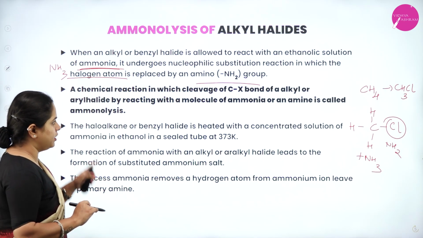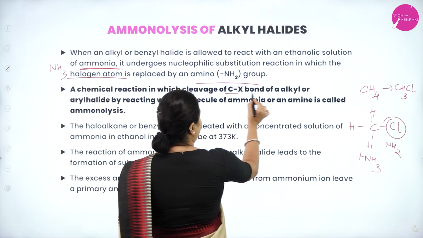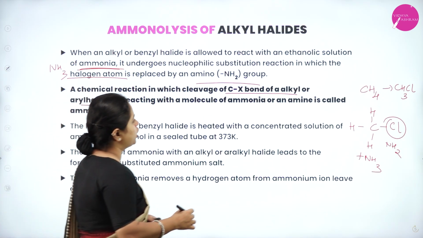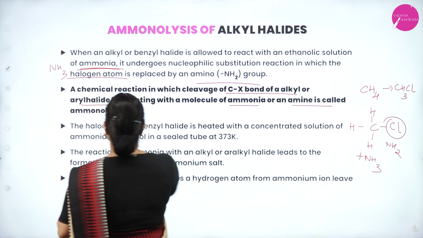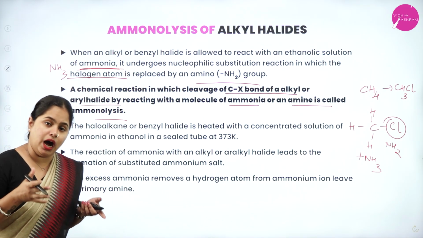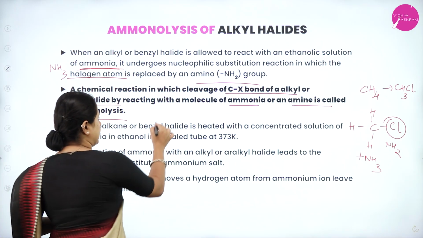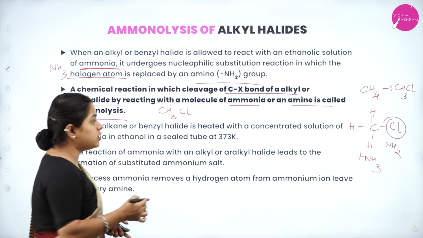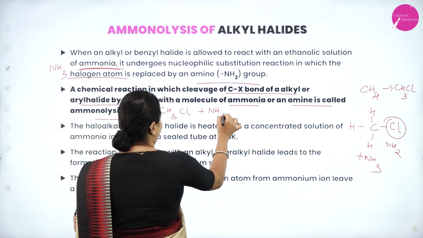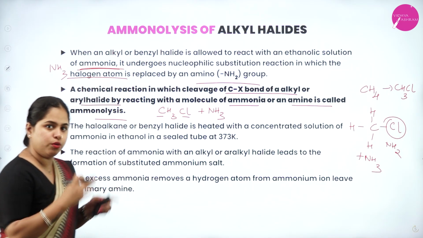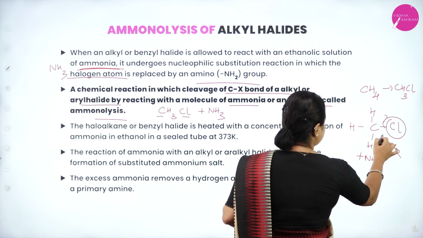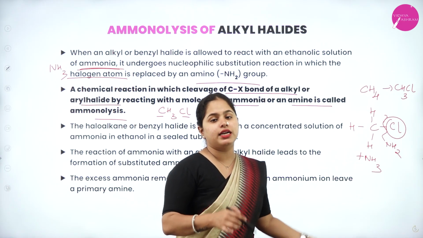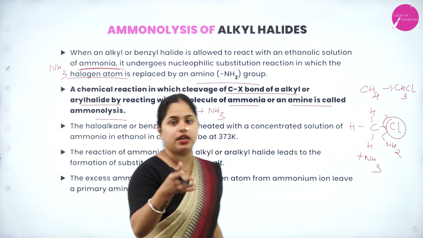A chemical reaction in which cleavage of carbon-halogen bond of an alkyl or benzyl group or its aryl halide by reacting it with the molecule of ammonia or amine is called ammonolysis. So what is exactly ammonolysis? That word means that your alkyl halide, let's take CH3Cl itself. When it is going to react with ammonia, this carbon-halogen bond is going to break. You can see here also, this bond is going to break because it is going to react with ammonia. That is why it is called ammonolysis, because it is reacting with ammonia.